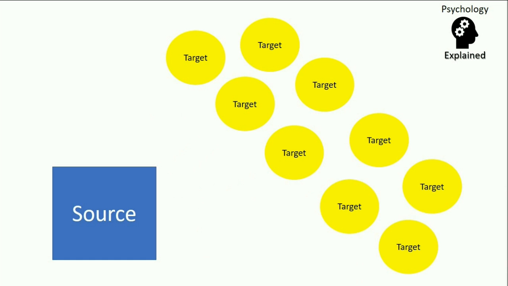In a real life example, let's have a look. Here's a source and a number of targets. The source has been attacked and is injured in the street. The importance or strength of the situation is the person being in danger. But the importance of that gets divided amongst the amount of people standing around. This means that no one is going to help, and we call this bystander apathy.